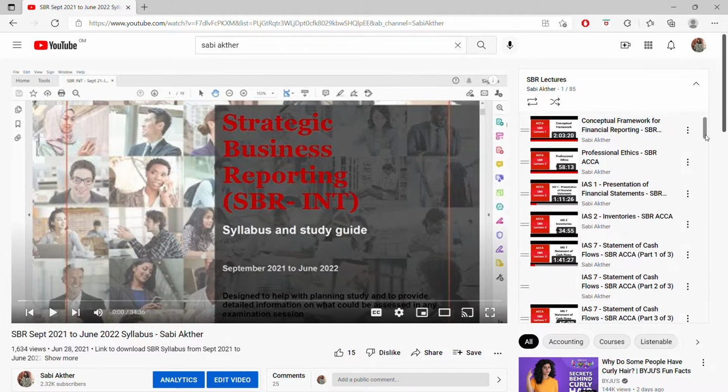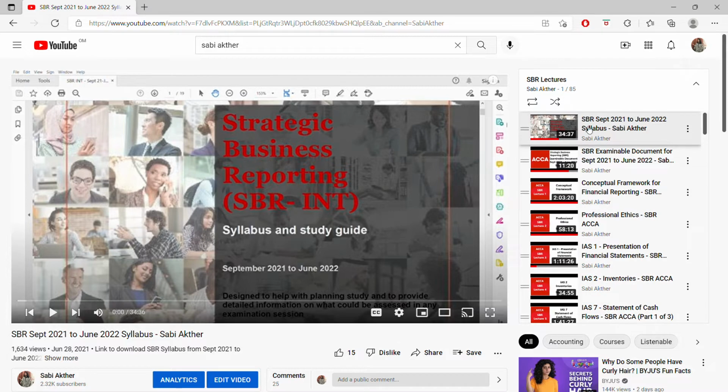you will see that there are numbers. I have started with the syllabus itself under SBR lectures. So first is the syllabus: what is the current syllabus? If you see the year here, it is from September 2021 up until June 2022. The SBR syllabus didn't change very drastically, only a very minor change in 1 or 2 standards. So past students who are repeating SBR can also refer to this.